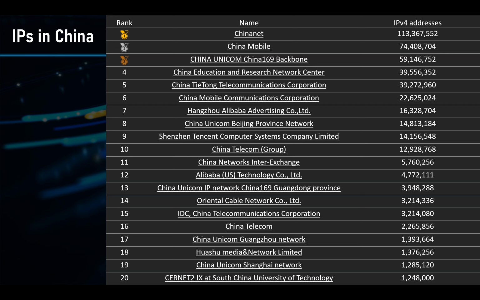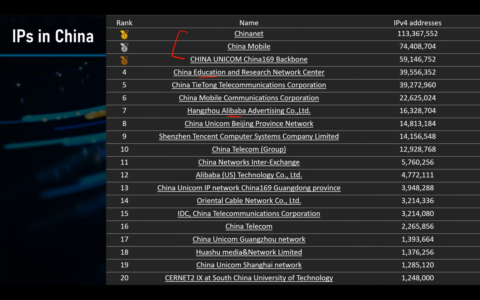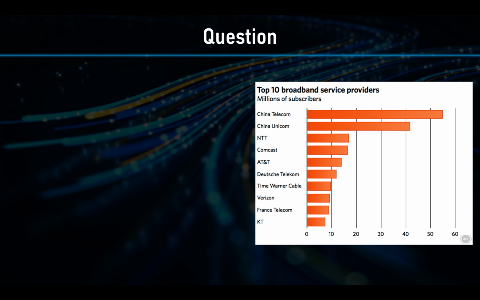Alright, so in China, you can see China Net, China Mobile, China Unicom. Those are all going to be ISPs. There's also education, and some companies, like Alibaba or AliExpress, and various other things as well. Again, if you're interested in seeing this for your country, just go to this website, and it has the same information, but for your country.